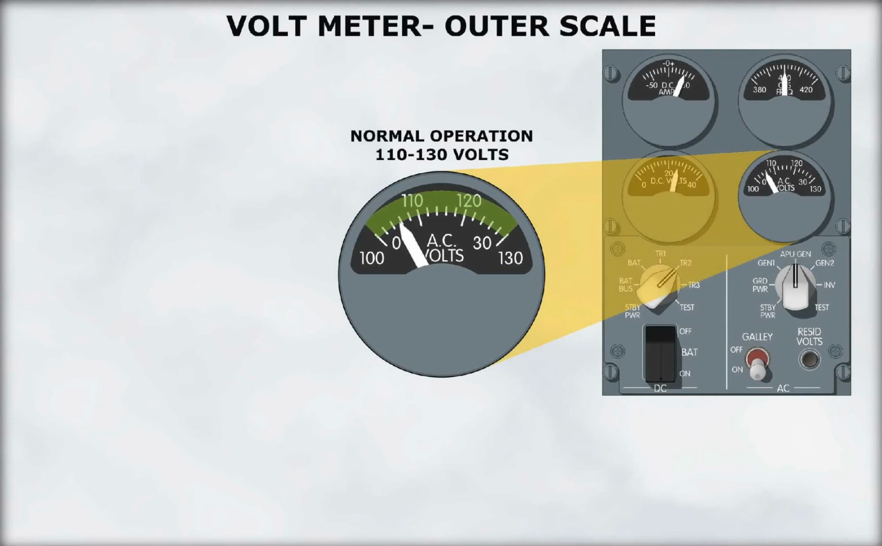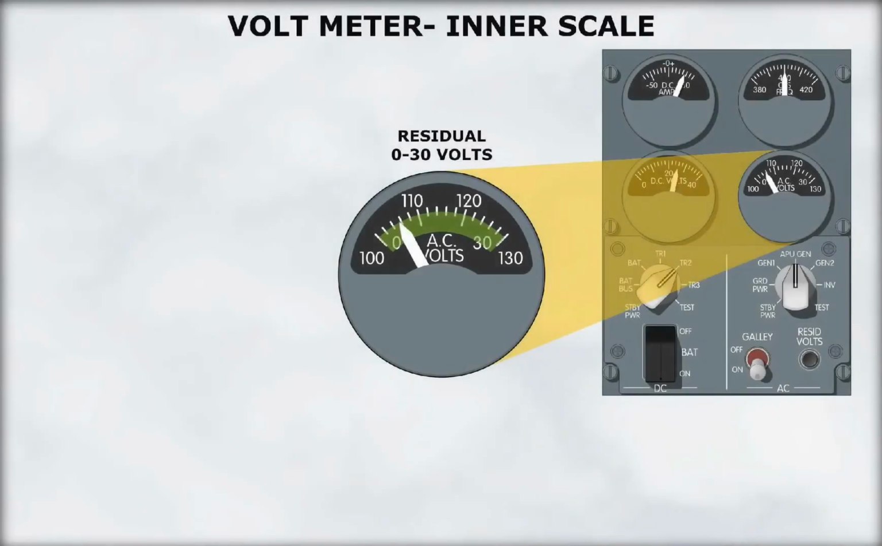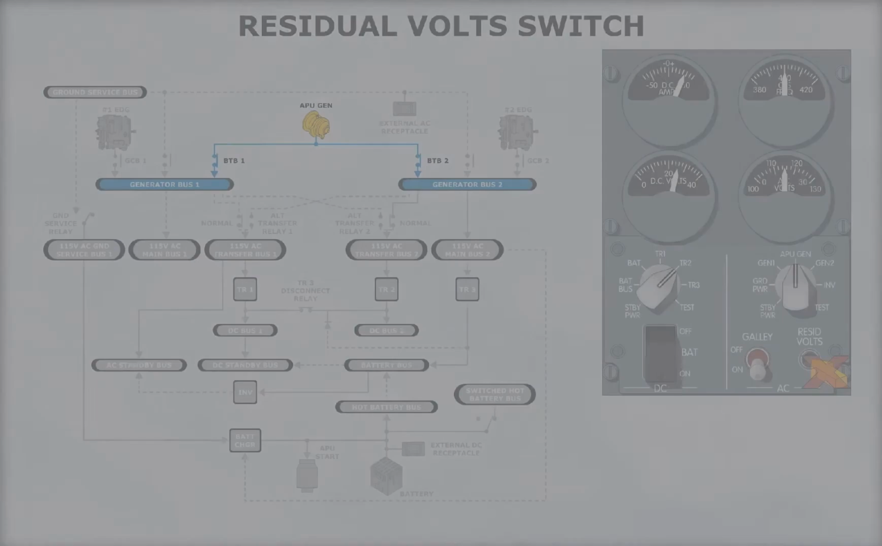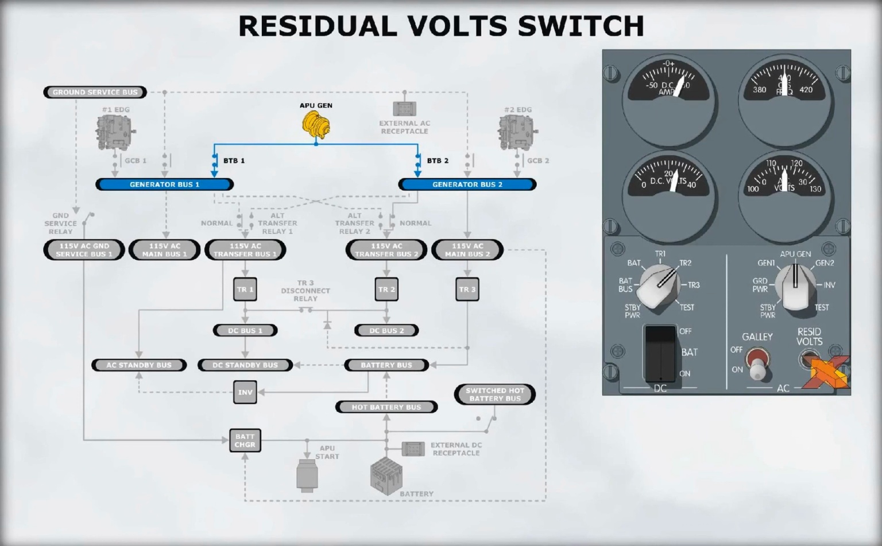The voltmeter has two scales. The outer scale is used during normal operation. The inner scale indicates the residual voltage of the selected generator. If the selected generator drive is disconnected, the residual voltage is near zero. To prevent damage to the meter, do not press the residual volts button if the generator breaker and generator field relays are closed.